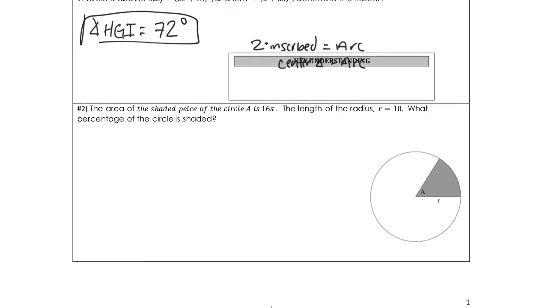So a little review from 9.01. The area of the shaded piece is 16 pi. Okay, so this is 16 pi. The length of the radius is 10. So this is 10. What percent of the circle is shaded in? Well, I know percent equals part divided by the whole. Like on a test or a quiz, how many you got right out of the total points? So what part did you get right out of the total? So I know my part is already 16 pi. That's the part that's shaded in.